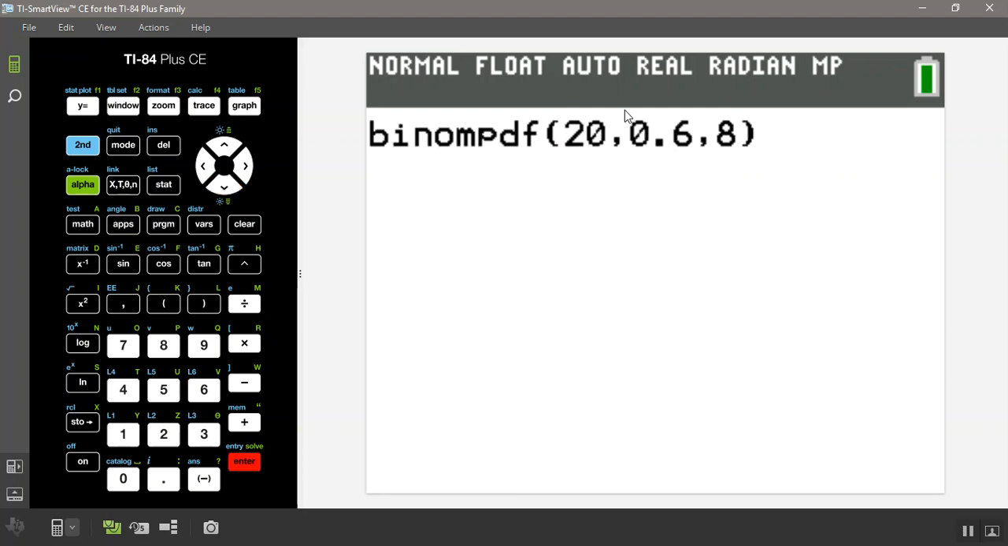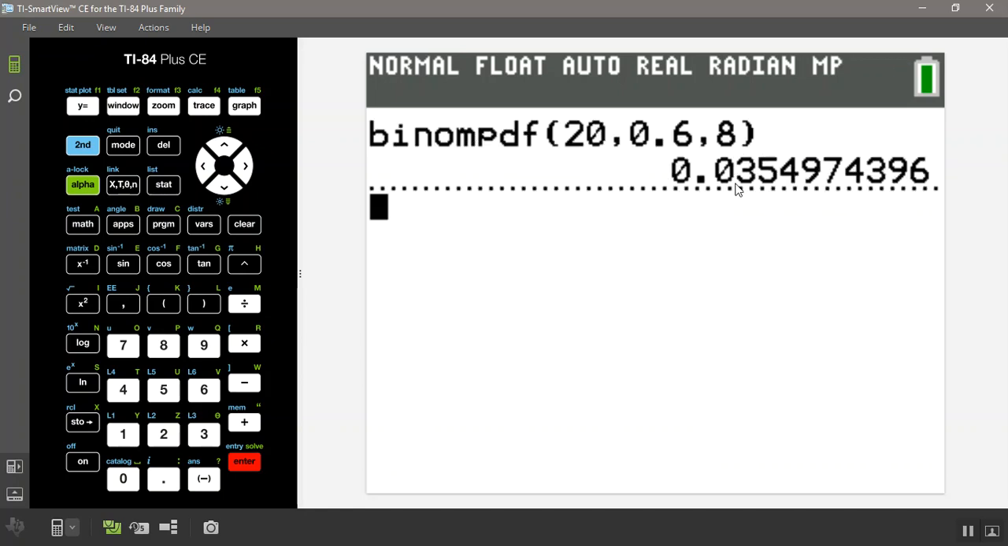Now this is unlike what we did in Chapter 3 and 4 when you would run one variable statistics or linear regression. At the bottom it would say calculate, because it would actually run the calculation. Here I'm pasting it into the calculator home screen, but it hasn't done anything with it, and that's because you can sometimes manipulate these values and do other things to them. So it's just pasting them in. If you want to run it, you have to press enter. And there it is, 0.0355.